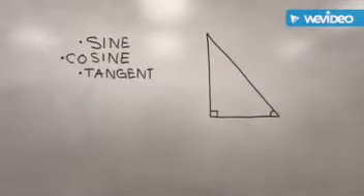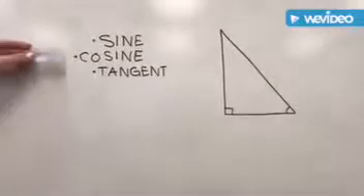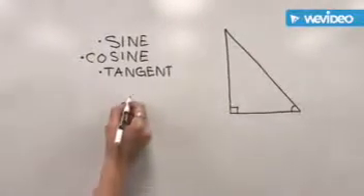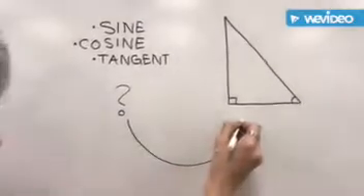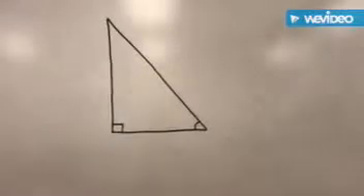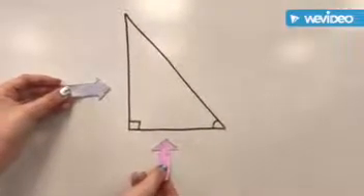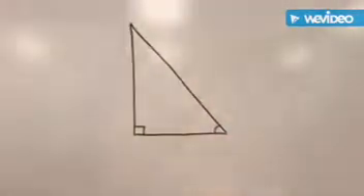When identifying what missing information you need to find in a triangle, it is important to remember sine, cosine, and tangent. But what are these things? Let's look at this triangle and determine its parts. This is a right triangle, and these two sides are the legs. Across from the right angle is the hypotenuse.